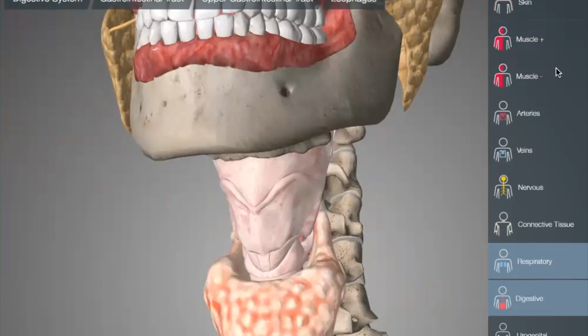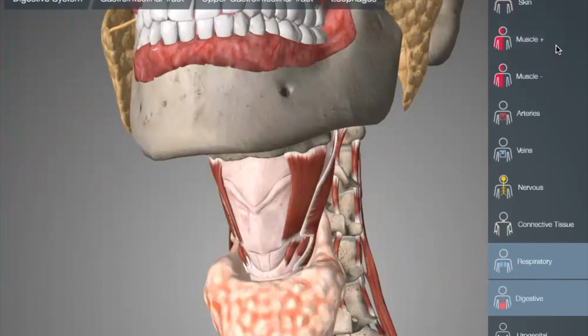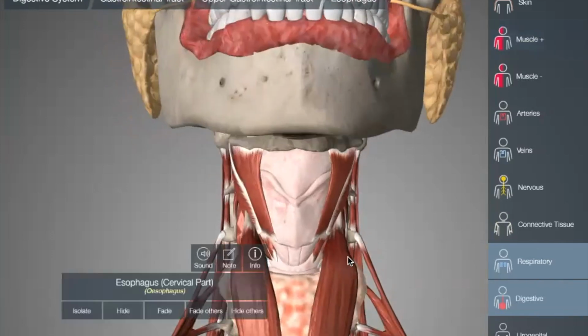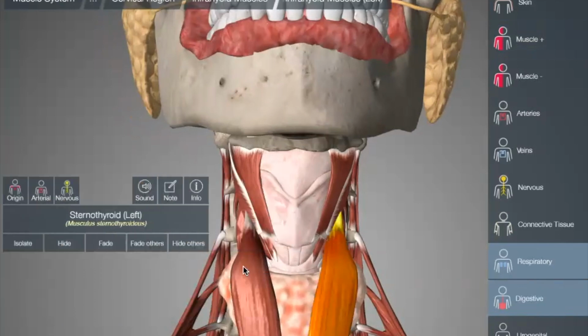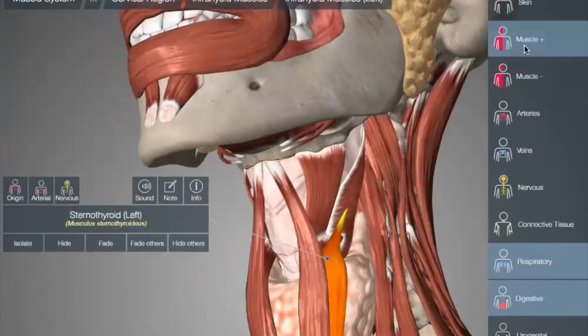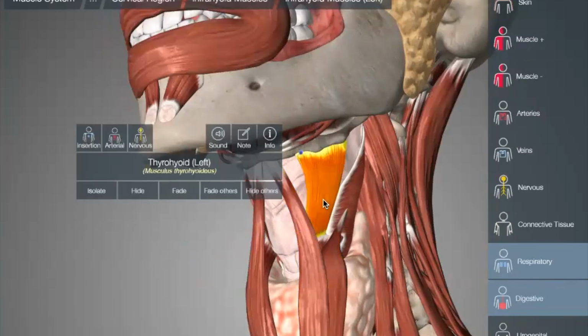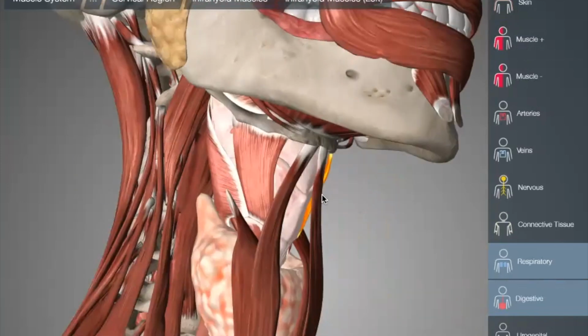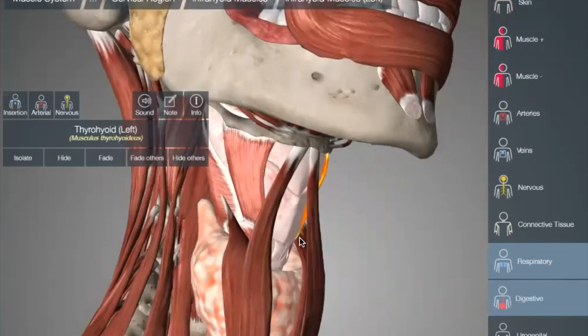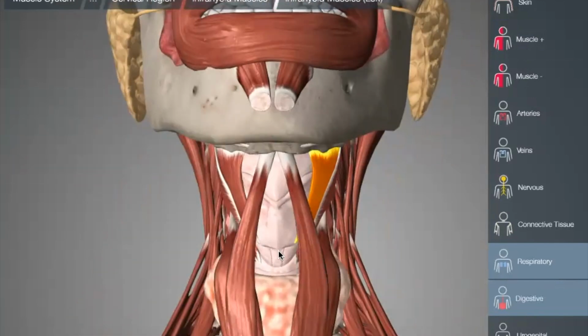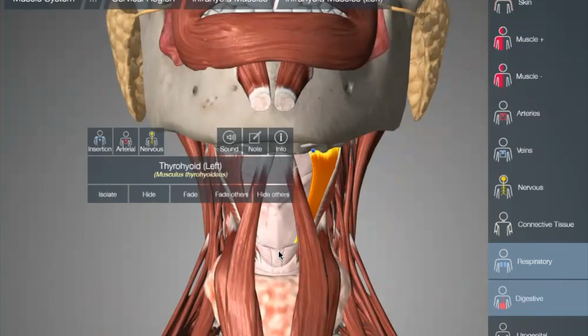This is the larynx. If we increase muscles externally, it is covered by the infrahyoid muscles, and you can see the ones that we learned. Infrahyoid, you have sternothyroid. Let's get the other one. Sternohyoid, thyrohyoid, and these are infrahyoid muscles, the muscles that lie below the hyoid bone.